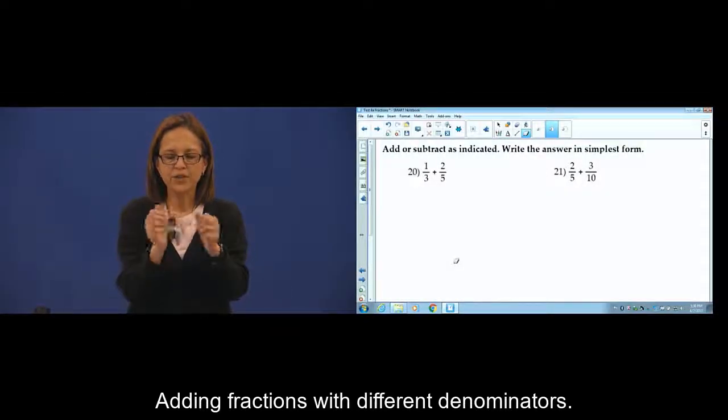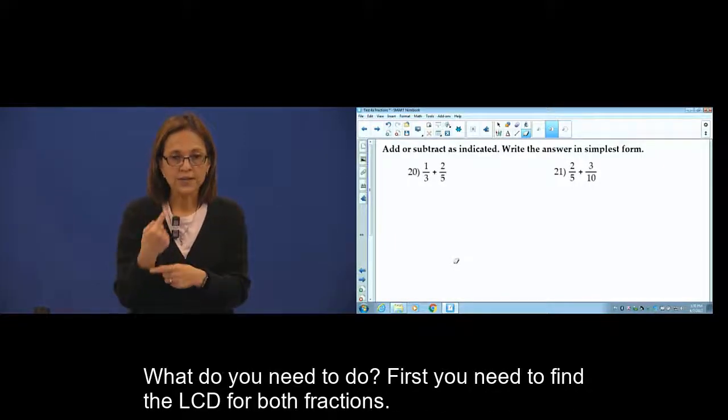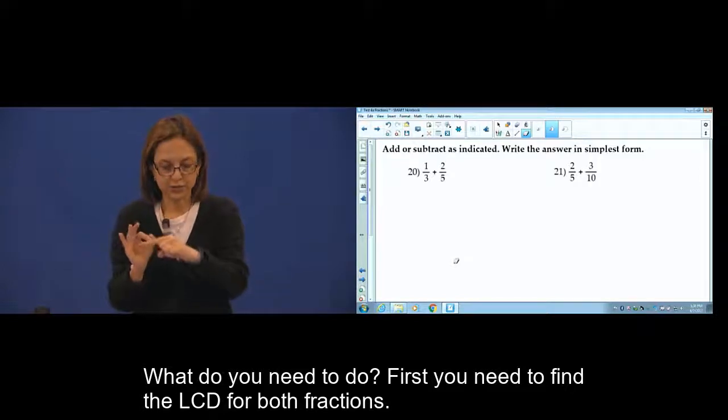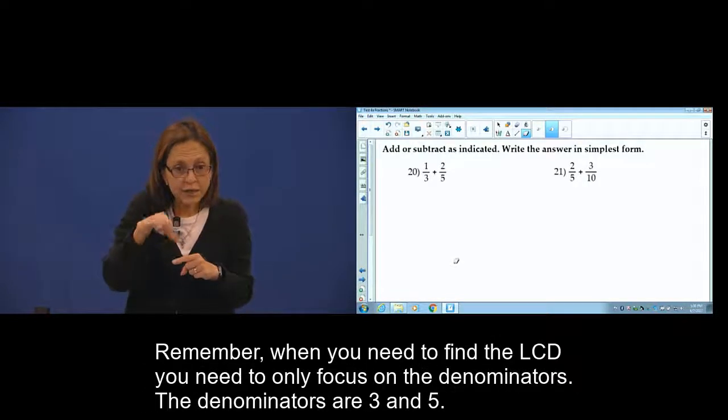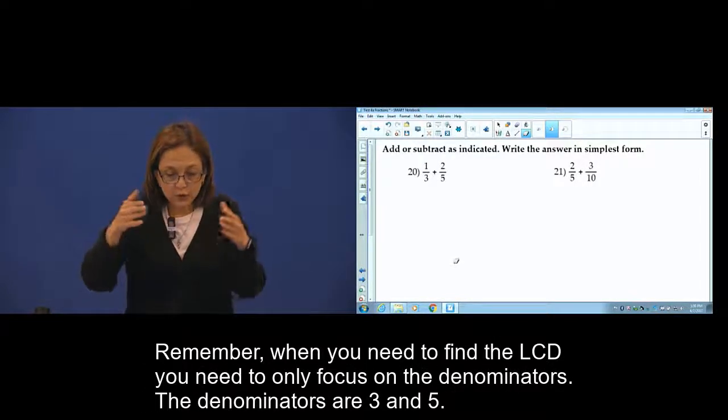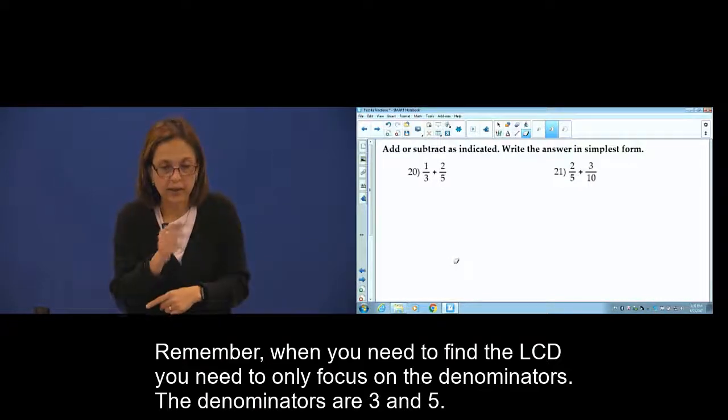Adding fractions with different denominators. What do we do? First, we have to find the least common denominator, or LCD, for both fractions. Remember, when finding the LCD, we need to only concentrate on the denominators.